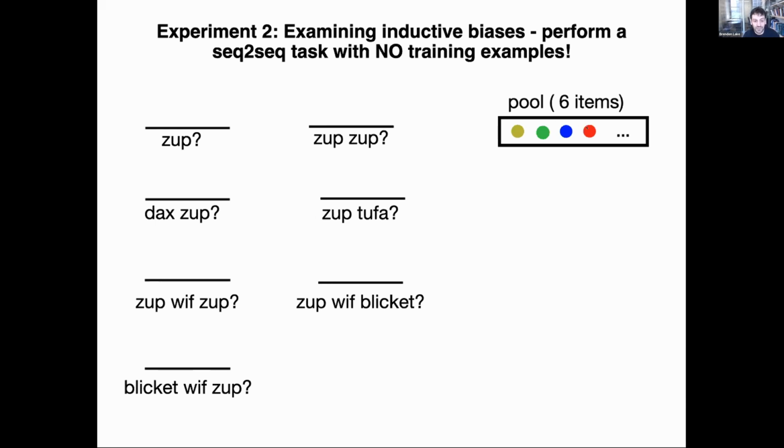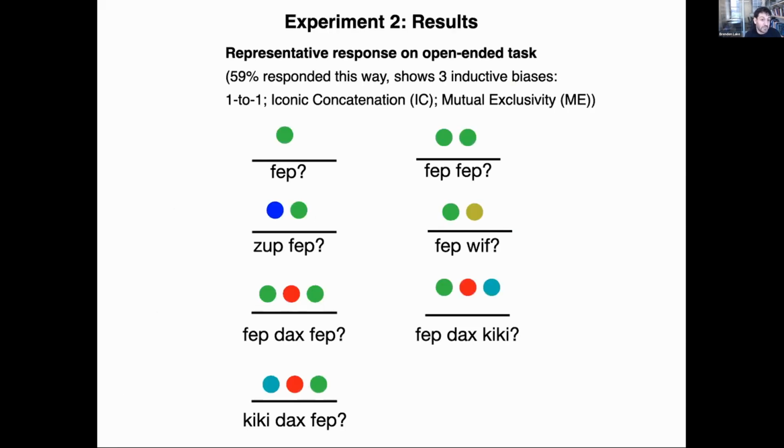You have these different colored circles to make sequences. So what's a zup? What's a zup zup? What's a dax zup? They had to fill out this worksheet just with their intuition. And it turns out that people produce very structured responses, again, with no evidence of what to do in particular. 60% of people responded basically in this way, showing the three inductive biases. They basically assigned one color to each word, translated left to right.